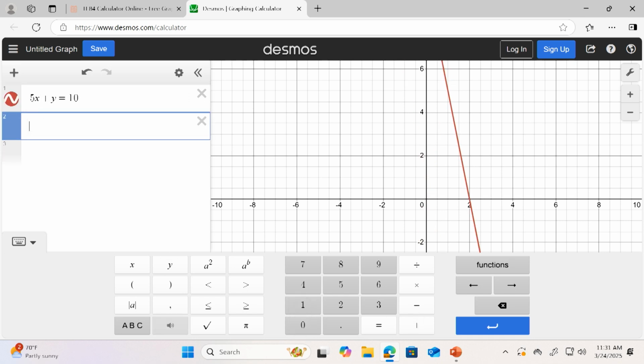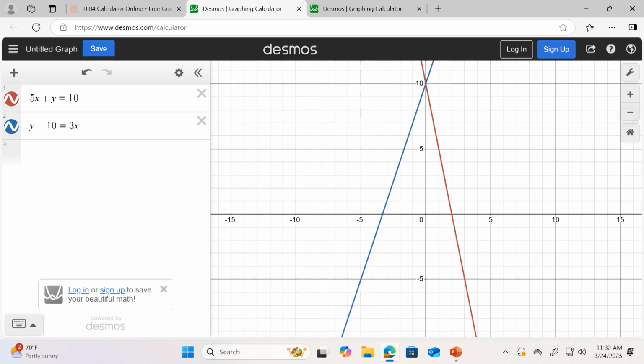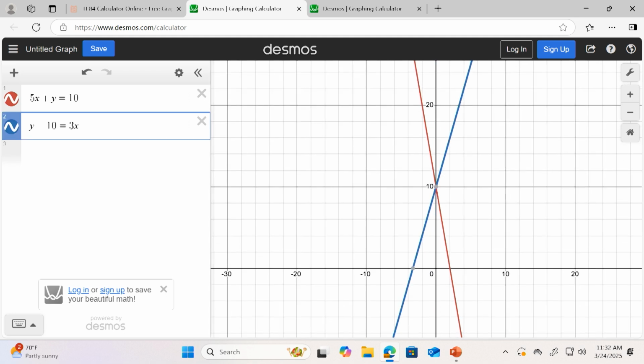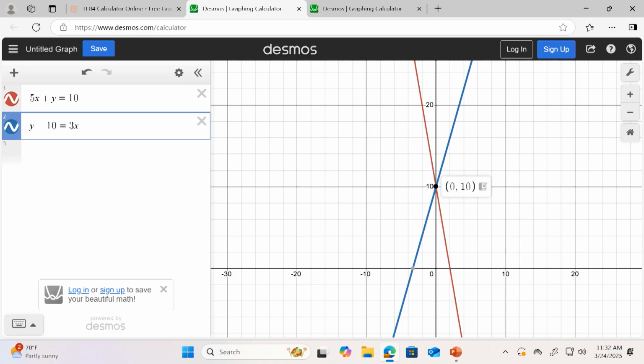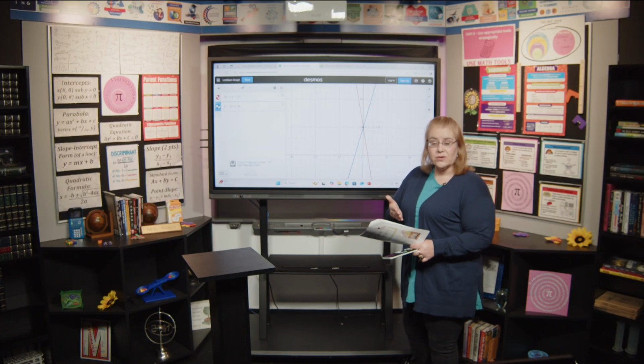There's my line. My next one, I'm going to put y minus 10 equals 3x. Now, I can't see my intersection. I'm going to pull down my graph. All right, so here's my graph. This is where it is intersecting. And if I hover my mouse over my point, it shows me 0, 10 as my intersecting point. So we've got two different ways to see that solution set or where those two lines intersect.